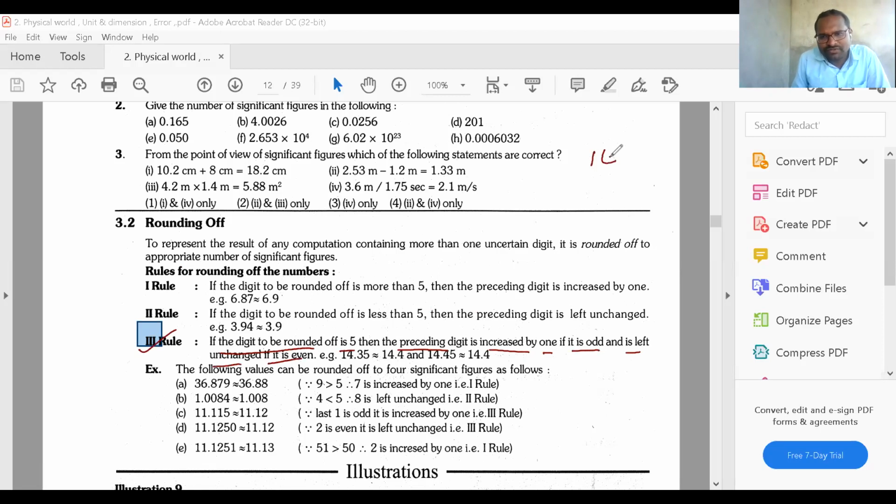Suppose you have 14.35 and you want to round it off to 3 significant figures. We need to drop 5. What do you need to do? See the preceding one. The preceding one is an odd number, so it can be written as 14.4. That's it. But if you have 14.25 and you want 3 significant figures only, see, the preceding number is even, so directly you can drop it. Your result will be 14.2 only. These rules you need to remember. Okay. Next.